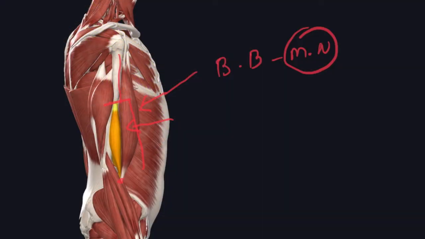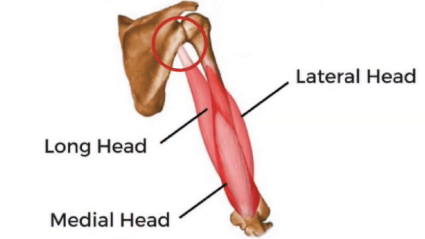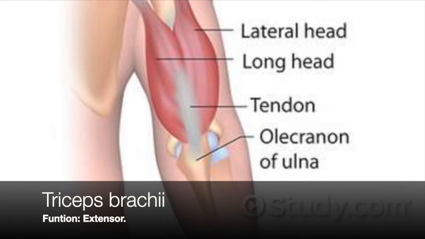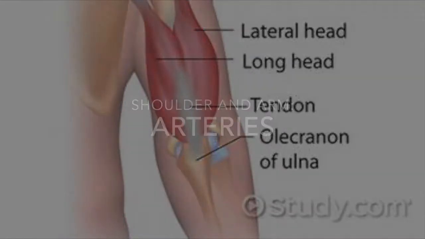So next is your triceps muscle. This is composed of three heads, a long, a lateral and a medial head. The long head originates from the infraglenoid tubercle of the scapula. The lateral originates from the upper half of the posterior surface of the shaft of the humerus, and the medial head originates from the lower half of this. These three are attached to the olecranon process of the ulna and serve as extensors of your elbow.